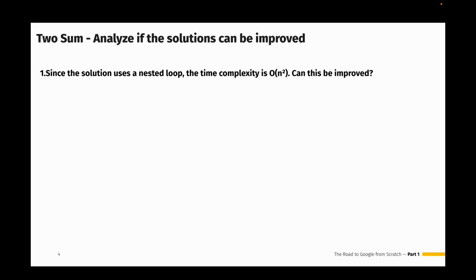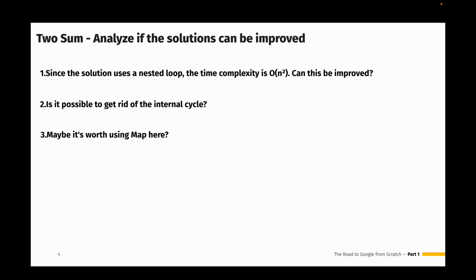Can this be improved? Is it possible to get rid of the internal cycle? Maybe it's worth using a map here. If a map can help, what will be the key and what the value? And I can give you an answer for all these questions.